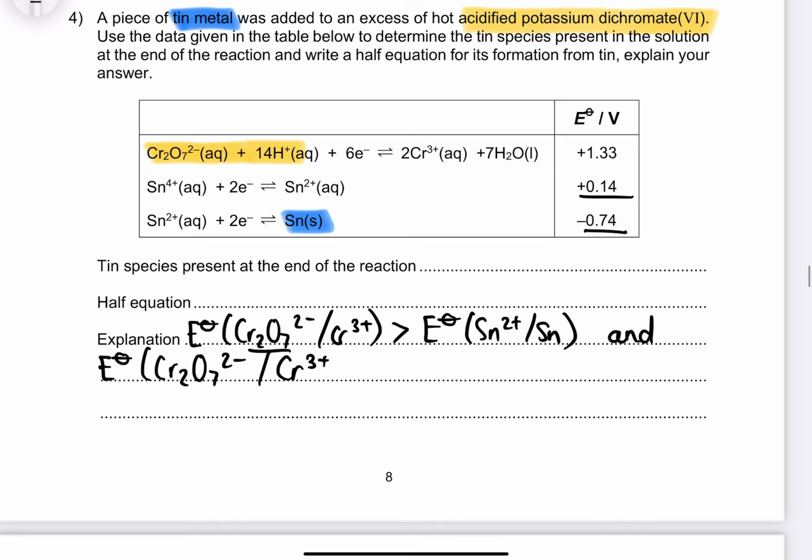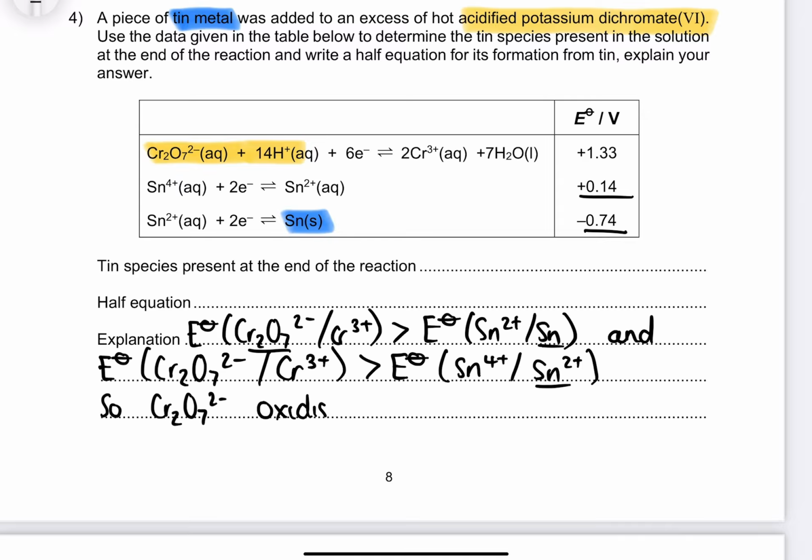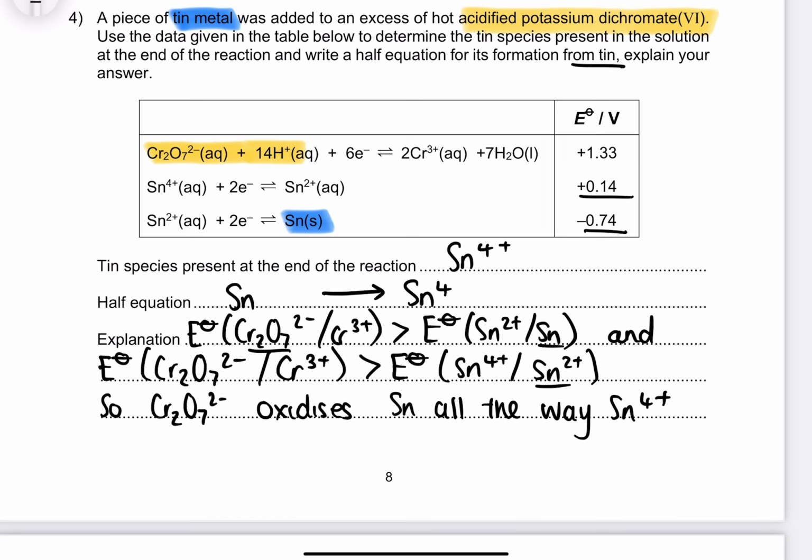So dichromate can oxidize tin to Sn2+, but it can also oxidize Sn2+ to Sn4+. So dichromate oxidizes, it's a very powerful oxidizing agent, tin all the way to Sn4+. So the tin species present at the end is 4+, and the half equation for the formation from tin would be tin goes to Sn4+, and if I just balance that half equation, I can see I need 4 electrons.